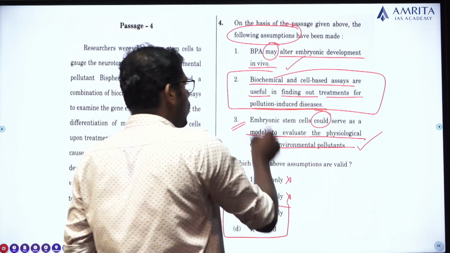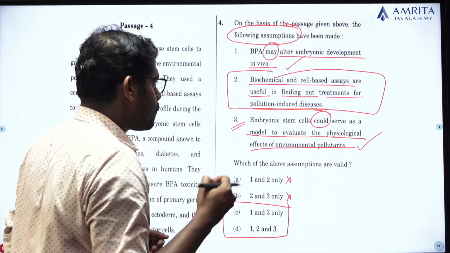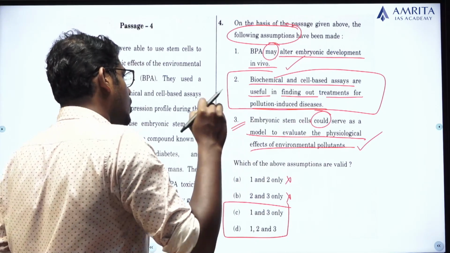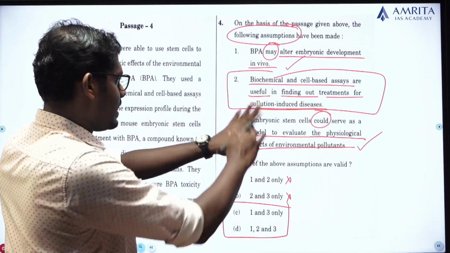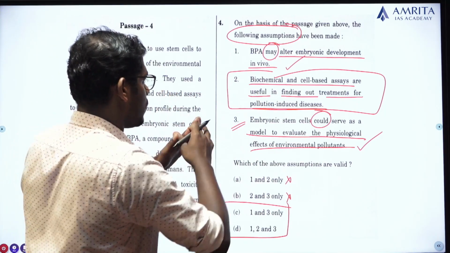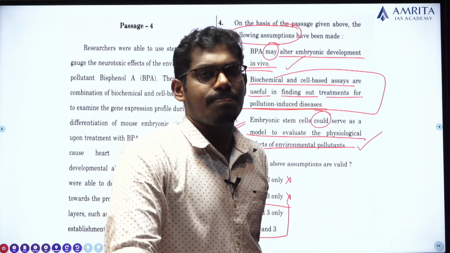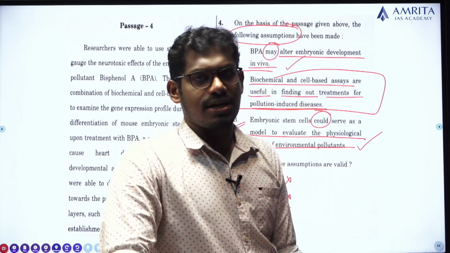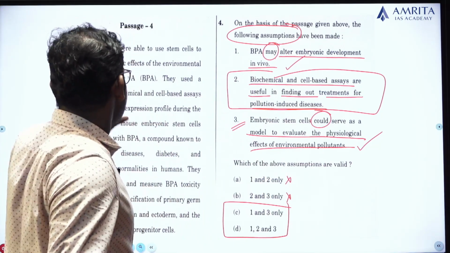See, biochemical and cell-based assays are useful in finding out treatments for pollution-induced diseases. Okay. I do not get anything from that statement. I do not know whether it is correct or not. If there is confusion regarding whether a statement is correct or not, I have to read the passage. Clear? I am reading the passage.